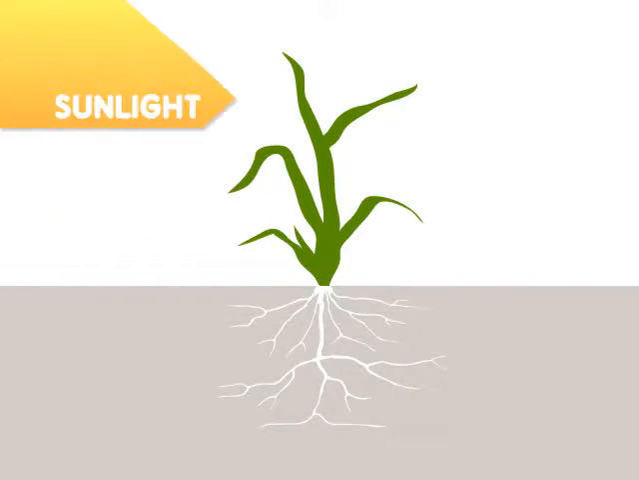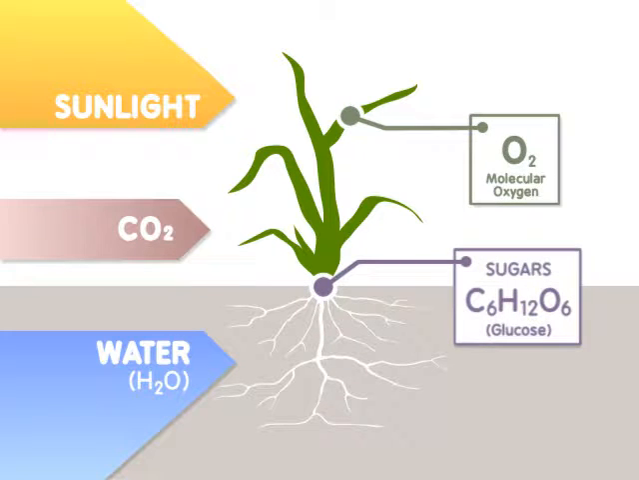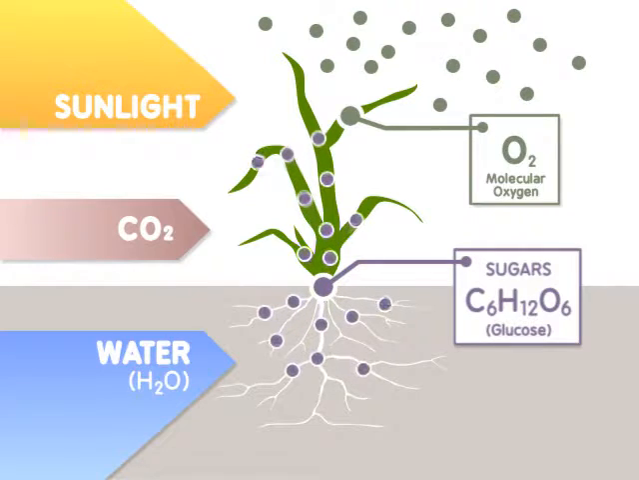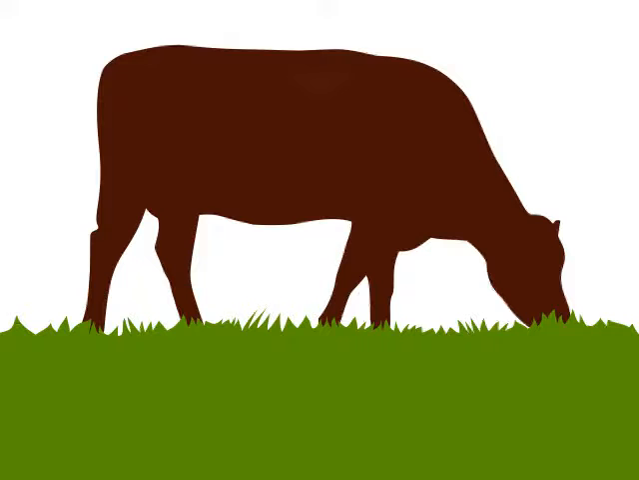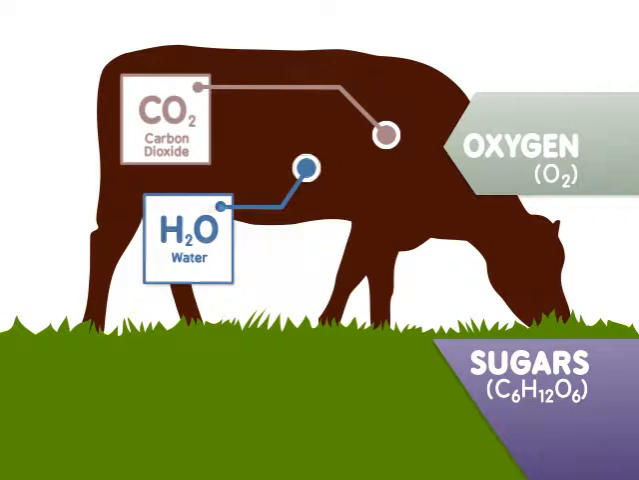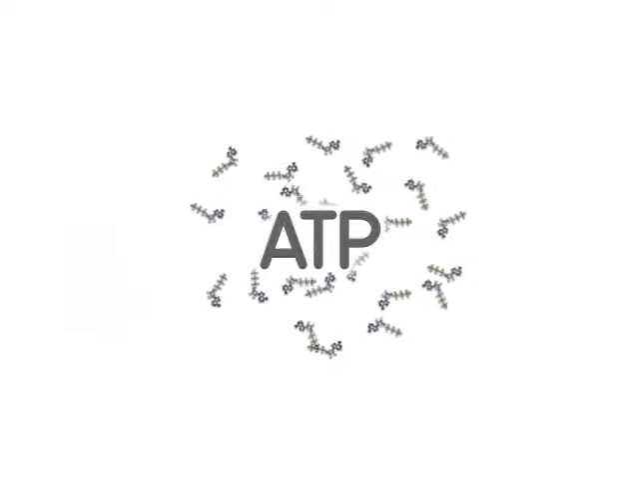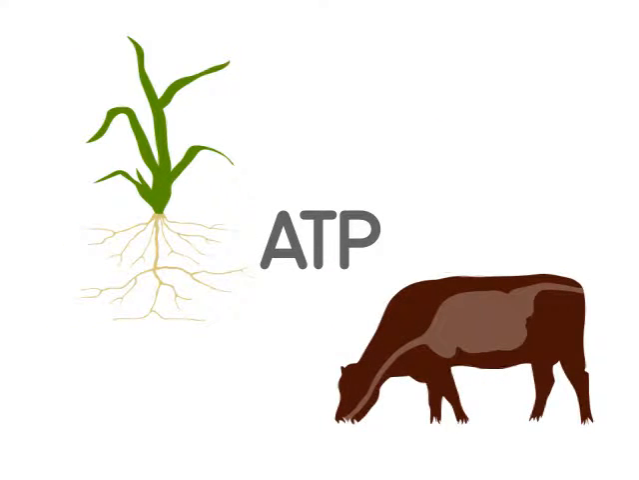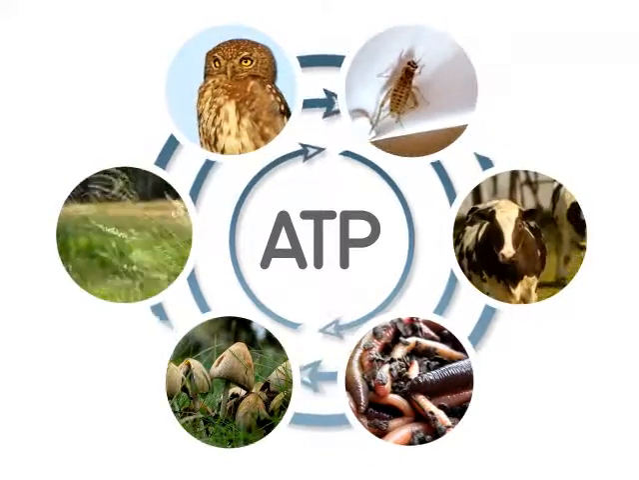Plants use sunlight, water, and carbon dioxide to produce sugars and oxygen. The oxygen is released into the atmosphere, while the sugars are used by plants to make ATP. When an animal consumes a plant, sugars from the plant and oxygen from the air are converted to carbon dioxide and water. During this conversion, ATP is made. ATP is a critical energy molecule for both plants and animals. It drives many biochemical reactions within all organisms.